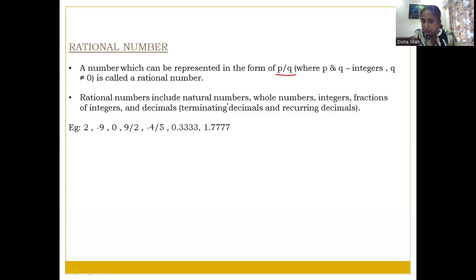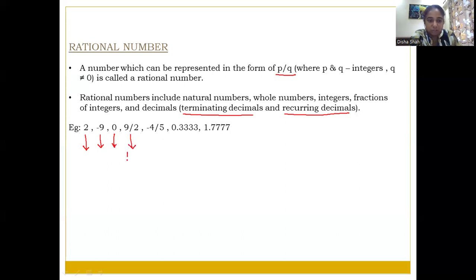Rational numbers include natural numbers, whole numbers, integers, fractions of integers, and certain type of decimals. कौन से वाले decimals? So terminating decimals and recurring decimals. We will understand about this terminating decimal and recurring decimal later. So rational number में whole number भी आते हैं, natural number भी आते हैं, integers भी आते हैं, plus वो fraction वाले numbers भी आएंगे. For an example, 2, which is a natural number, is also a rational number. -9 is an integer and hence it is also a rational number. 0 is also a rational number.